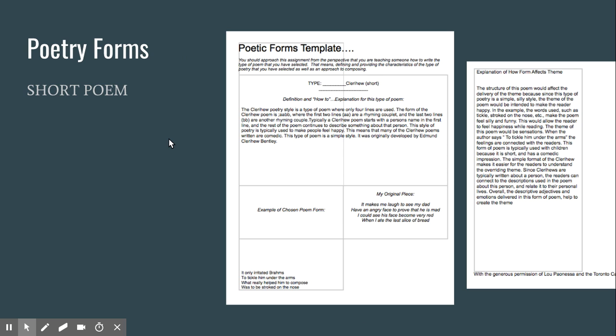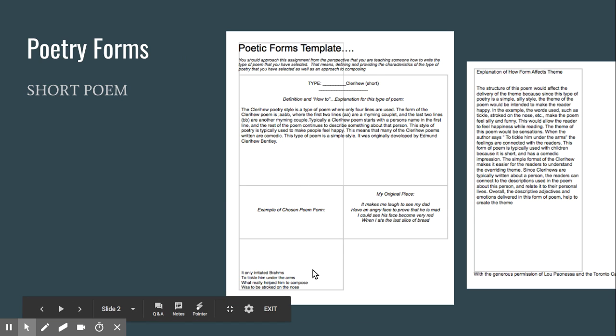First I studied short poems and filled out one of these templates. The style of short poem that I studied was the Clerihew poetry style, which only uses 4 lines. The 4 lines are in the form AABB, where the two A lines are a rhyming couplet, and then B is another rhyming couplet. This style of poetry is intended to deliver a theme that's comedic and happy.